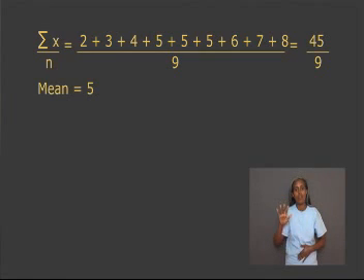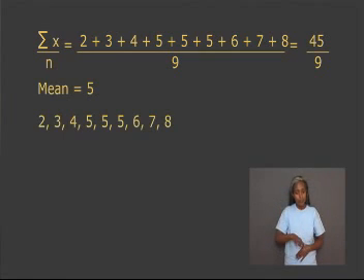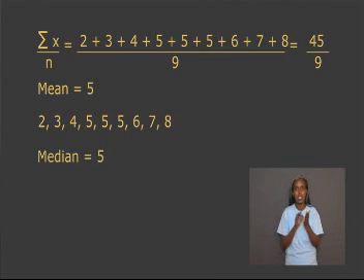To find the median, we arrange the dataset into numerical order. There are 9 integers, so the 5th integer will be the median. Therefore, the median is 5. The only number that appears more than once is the number 5. So, 5 is also the mode.